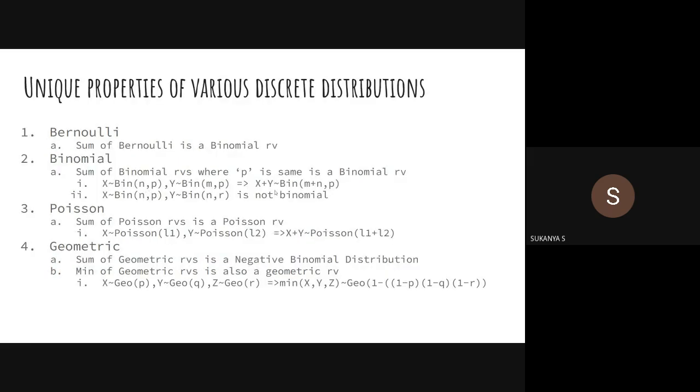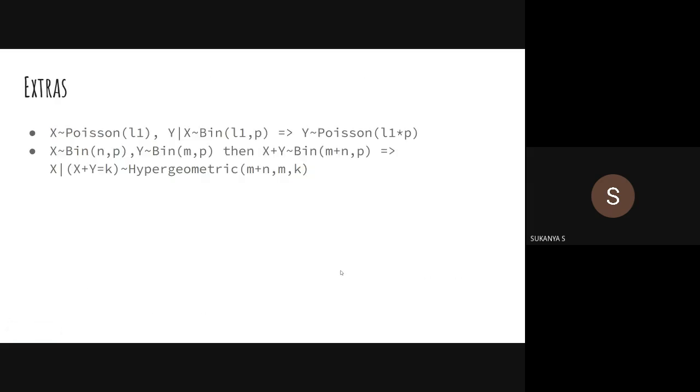These are just the results that I said now. Sum of binomial is binomial, sum of Bernoulli is a binomial random variable, sum of Poisson is again a Poisson, and sum of geometric is a negative binomial distribution. Also, the minimum of two or more geometric variables follows a geometric distribution. And I guess we have problems with this also.